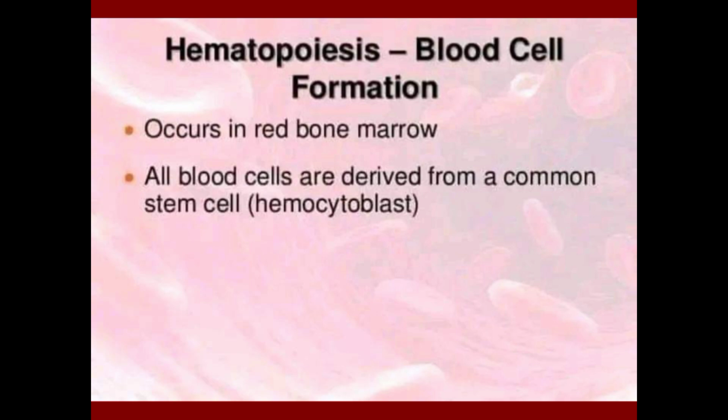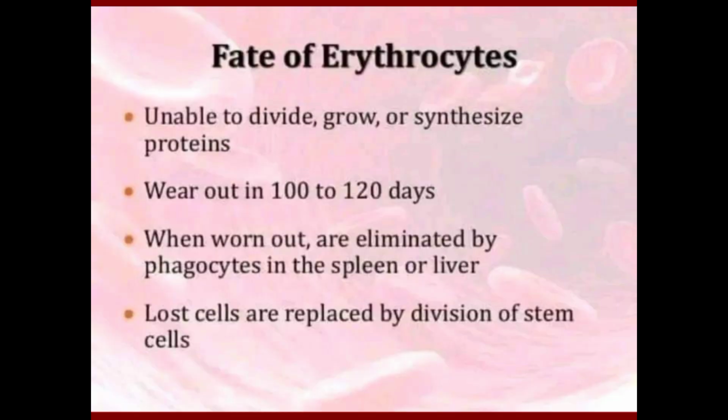What is hematopoiesis? Hematopoiesis is the formation of blood cells. It occurs in red bone marrow. All blood cells are derived from a common stem cell, which may be called a hemocytoblast. What is the fate of erythrocytes? Erythrocytes are unable to divide, grow, or synthesize proteins. They wear out in 100 to 120 days. When worn out, they are eliminated by phagocytes in the spleen or liver. Lost cells are replaced by division of stem cells.